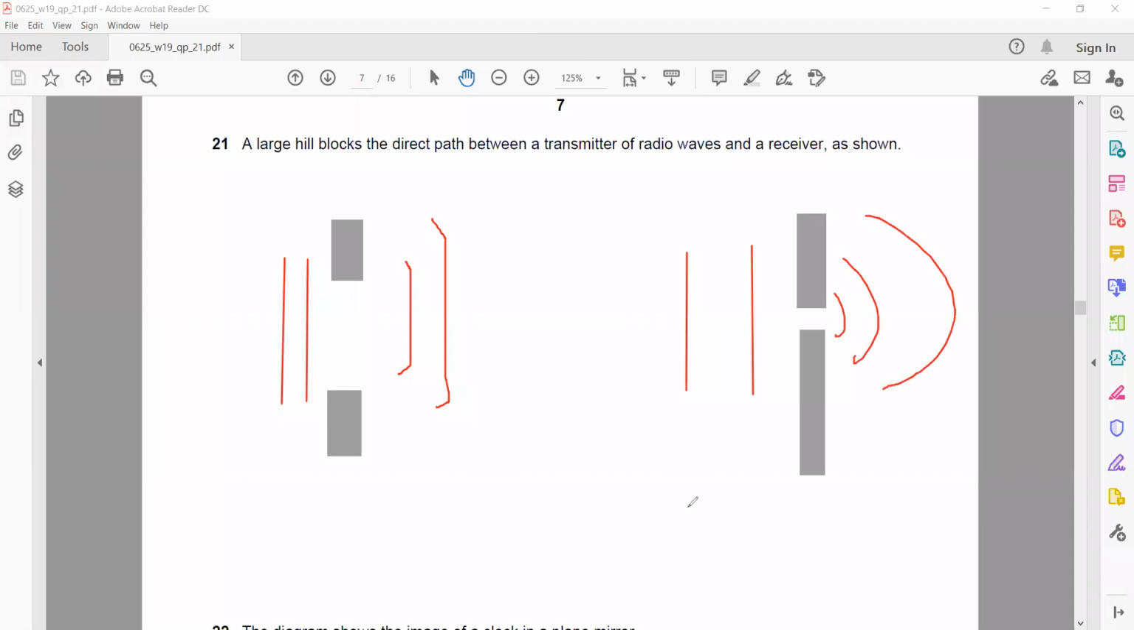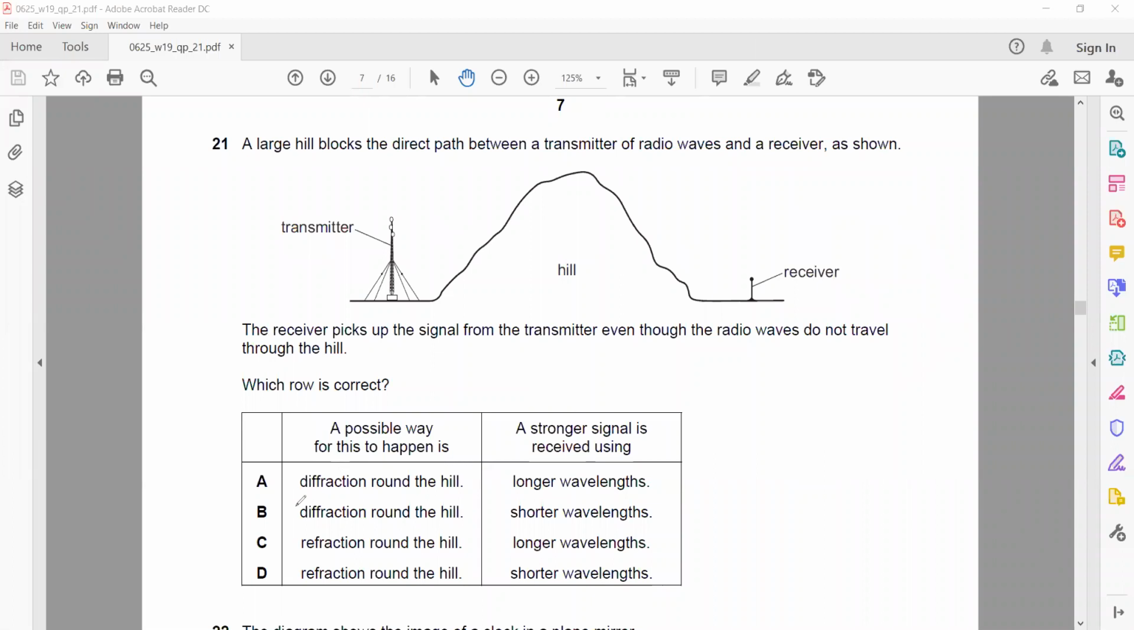So what it shows is that wavelength and diffraction are directly proportional. It means longer wavelength diffracts more. And how is it related to the gap size? Gap size and diffraction are inversely proportional. If we decrease the gap size, the diffraction will be more. That is why A is the correct answer.